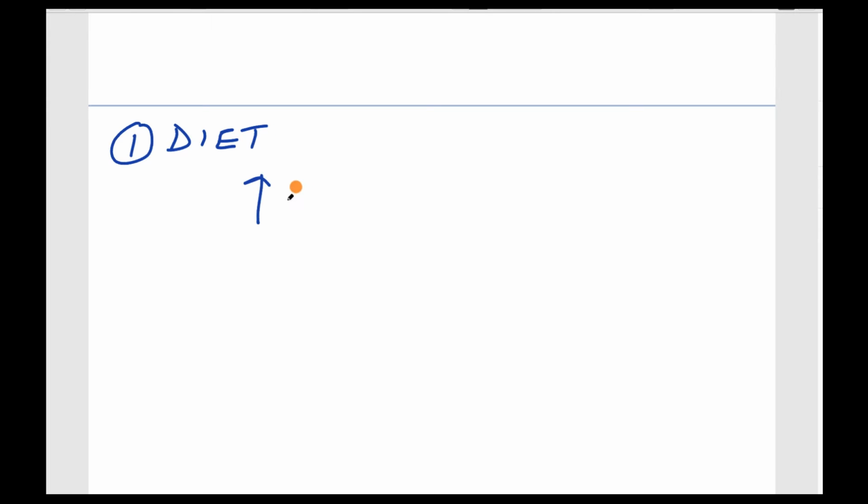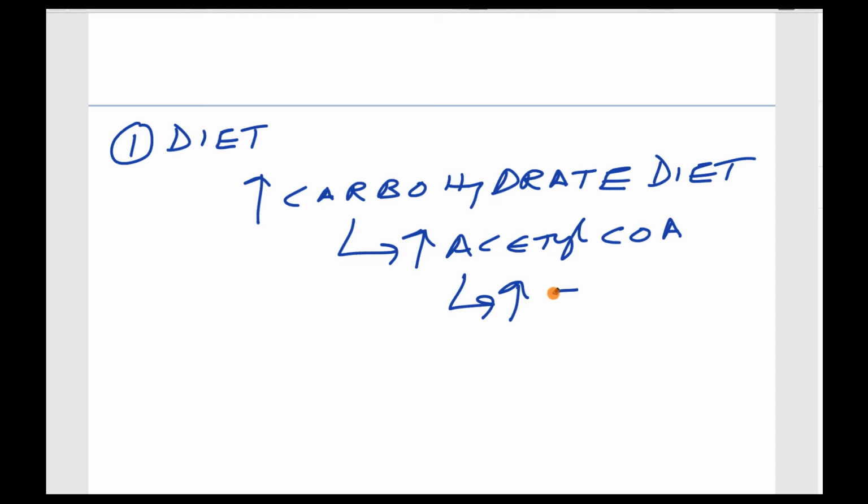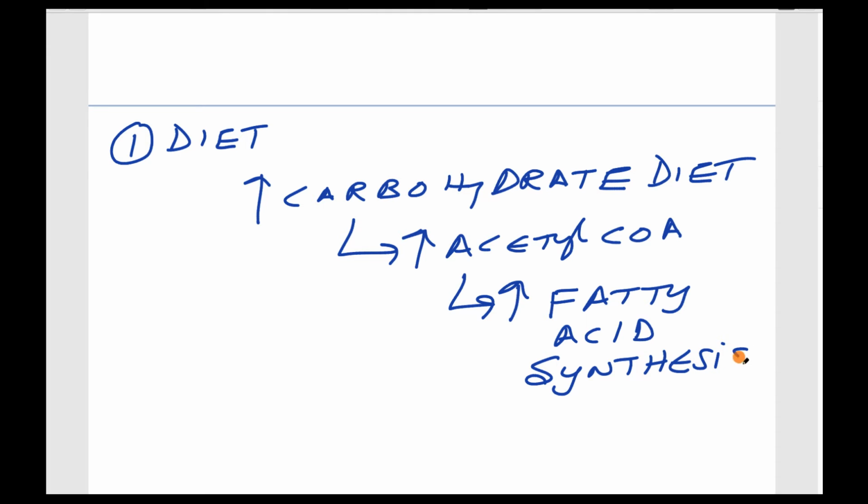If there is a high carbohydrate diet, what happens? Glucose at the end of the metabolism is converted into pyruvate and then acetyl coenzyme A. So there will be increased levels of acetyl coenzyme A. When there is high availability of acetyl coenzyme A, there is increased synthesis of fatty acid. That is the influence of a high carbohydrate diet.